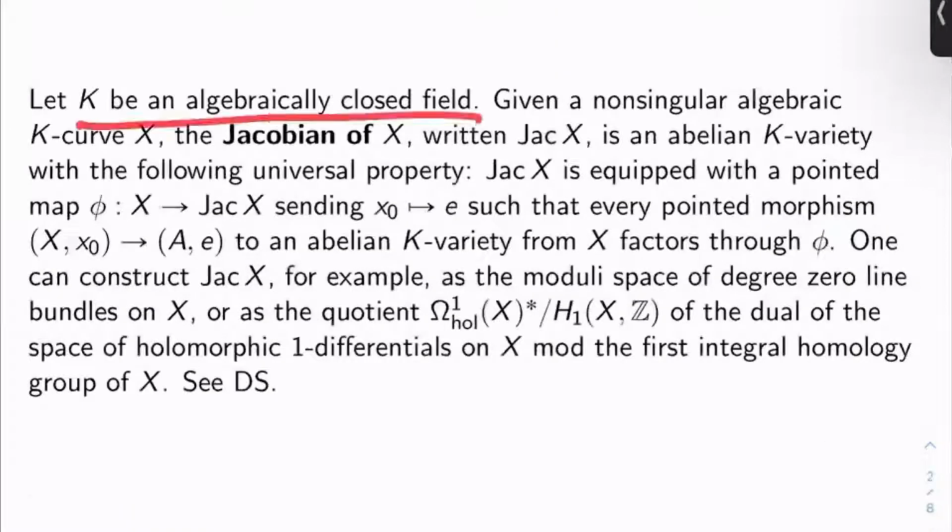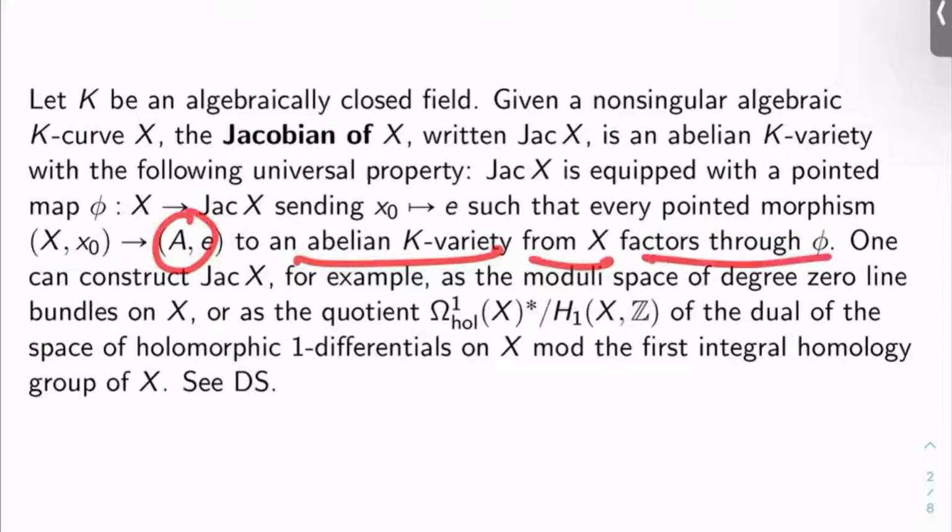Well, let's let K be an algebraically closed field. Let's let X be a non-singular algebraic curve defined over K. The Jacobian of X, written Jac of X, is an abelian K variety with the following universal property. It's equipped with a pointed map phi from X to Jac X, sending some base point X naught to E, the identity element of Jac X, because it's an abelian variety, so it has an identity element, such that every pointed morphism X naught to A comma E to an abelian K variety A from X factors through phi.